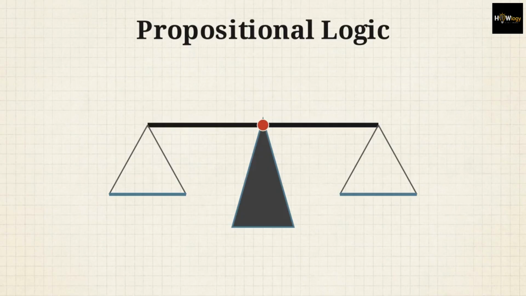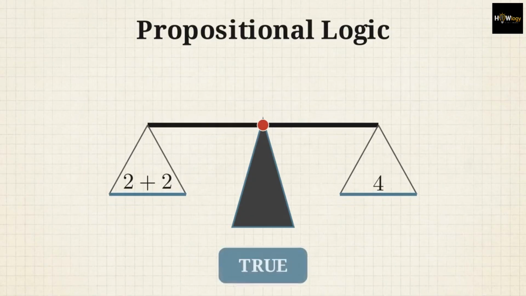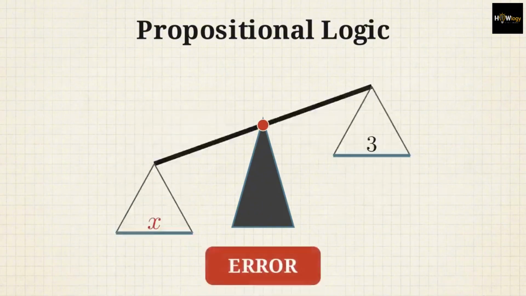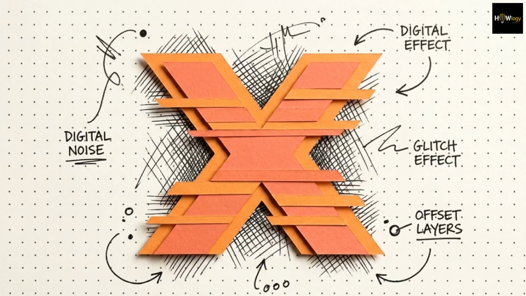But the system breaks the moment we introduce an unknown element. Consider the statement, x is greater than 3. Is that true, or is it false? The system freezes. Without knowing the exact numerical value of x, basic logic cannot make a ruling. The real world does not operate on closed, static equations. Reality is a complex network of unknown and shifting variables. To process it, we need an entirely different tier of logical architecture.